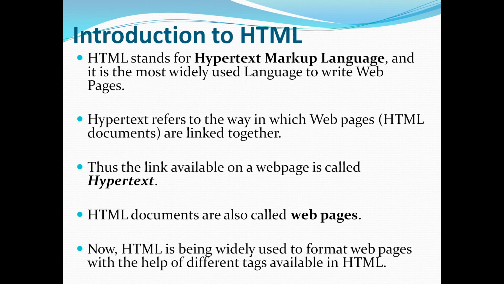Hypertext, what is hypertext? Hypertext refers to the way in which web pages are linked together. Hypertext means how we can link the web pages. One text will be there in a web page, and by using that we can link the web pages. That is the hypertext. Normally, if you open any web page, some links will be there: click here, go to the next page, redirect. Those links are known as hypertext.